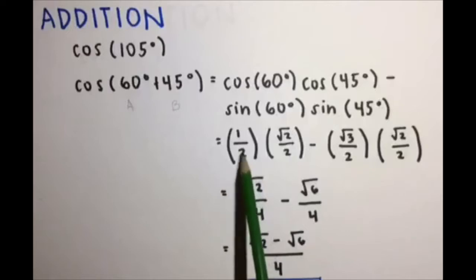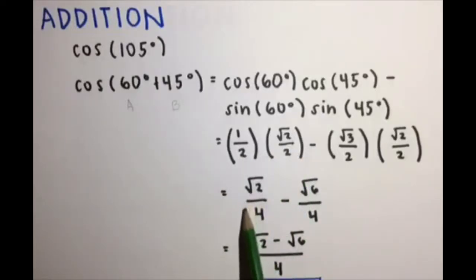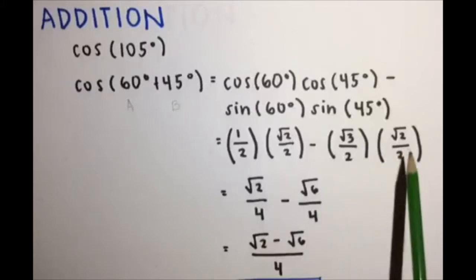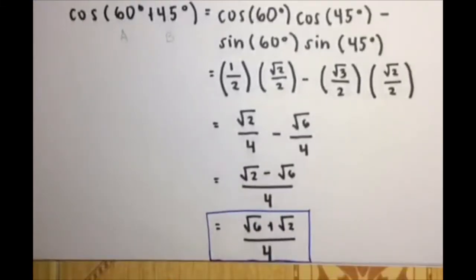When you multiply 1/2 by the square root of 2 over 2, the answer will be the square root of 2 over 4. When you multiply these two numbers, the answer will be the square root of 6 over 4. The answer here will be the square root of 2 minus the square root of 6 over 4. It is not yet the final answer because we need to simplify it. So, our final answer will be the square root of 6 plus the square root of 2 over 4.